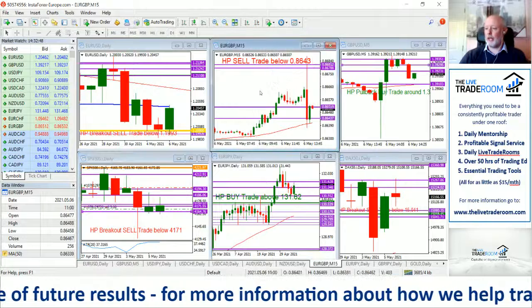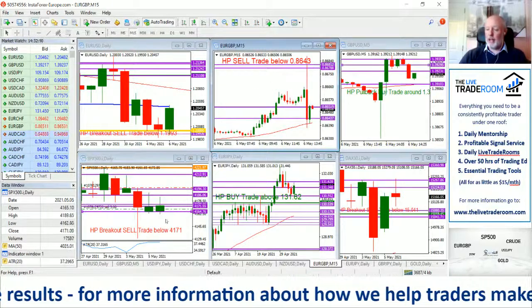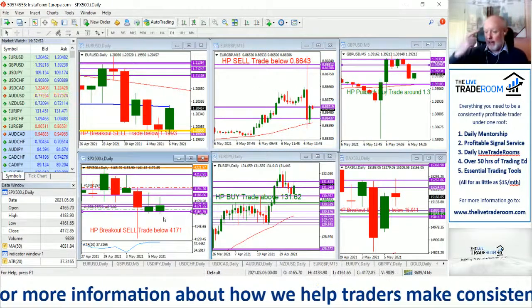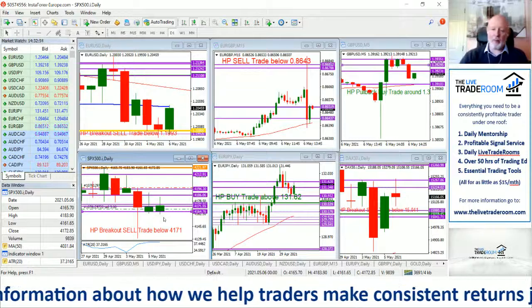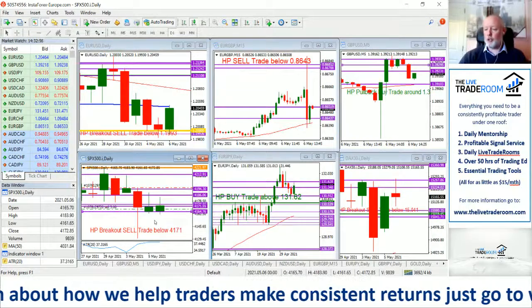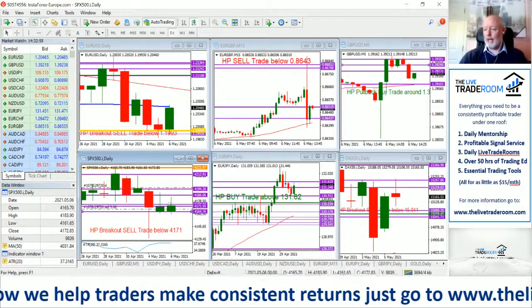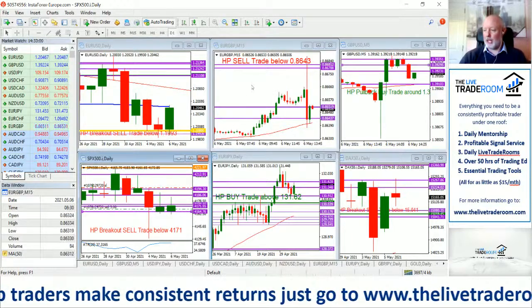So really our bias is still to the downside, believe it or not, but it would be very short term. The overall trend in the S&P and the US markets is very much to the upside.